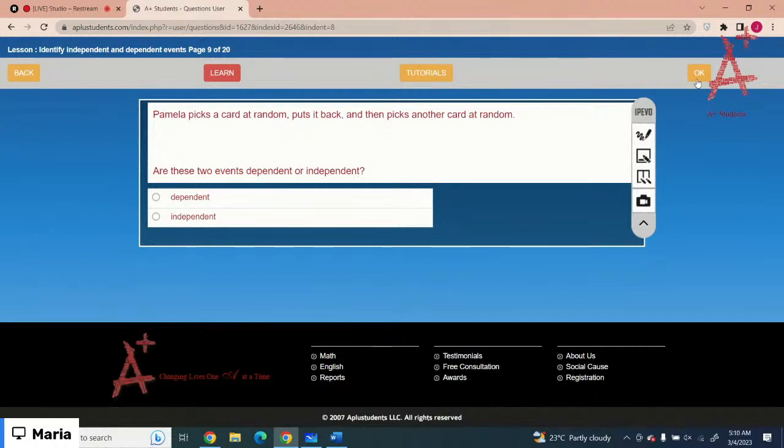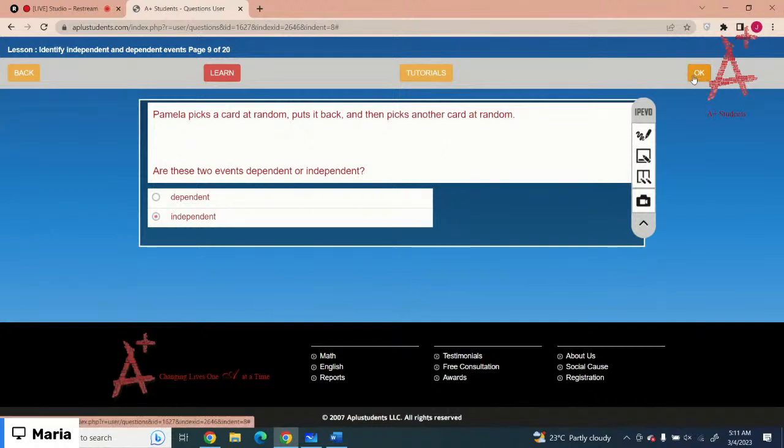Pamela picks a card at random, puts it back, and then picks another card at random. Are those two events dependent or independent? They are independent events, because she puts it back. Got it? Okay, let's start with the next lesson.